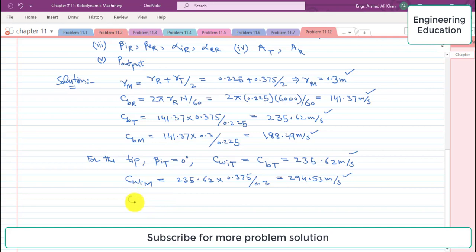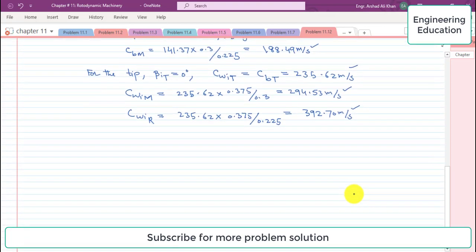Also, the value of CWIR, which is the whirl velocity at inlet at root, is equal to 235.62 into 0.375 divided by 0.225, which is equal to 392.70 meter per second.